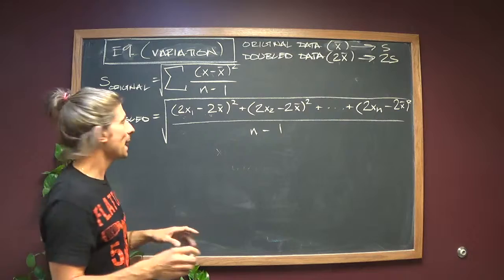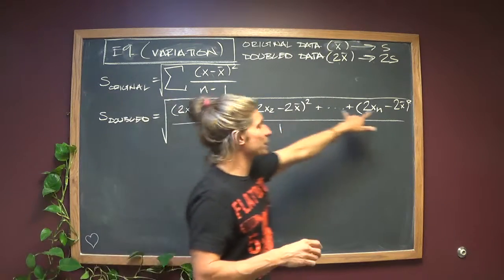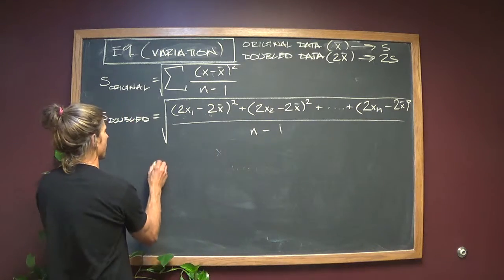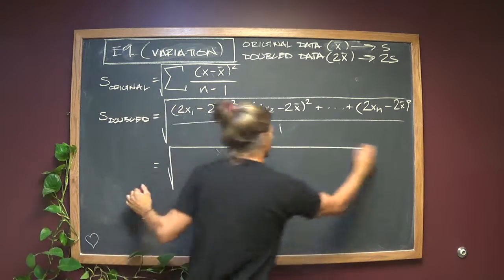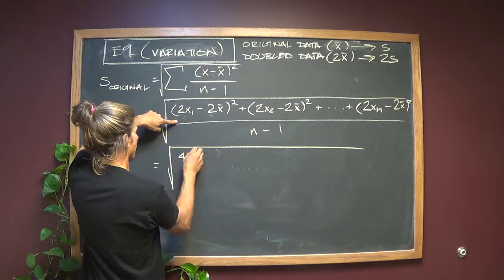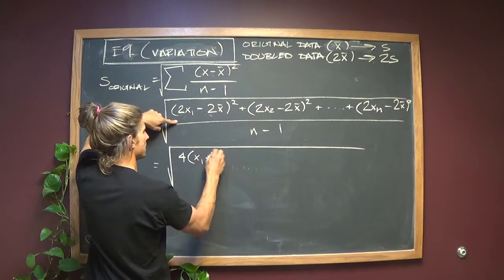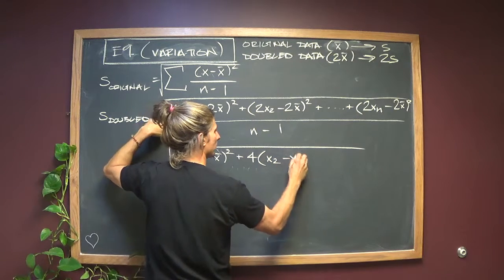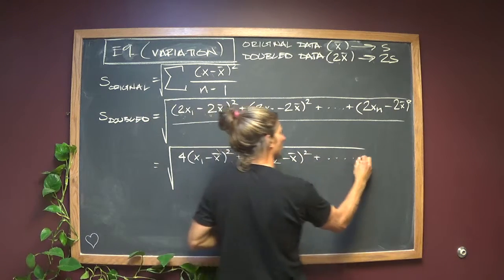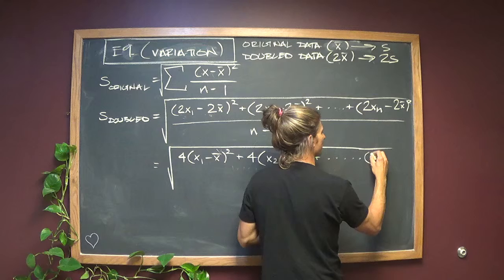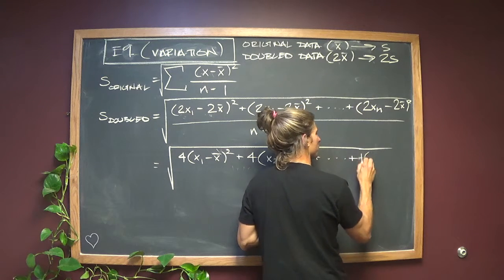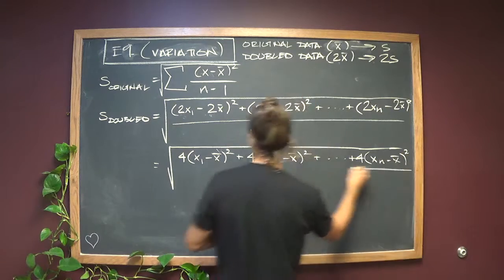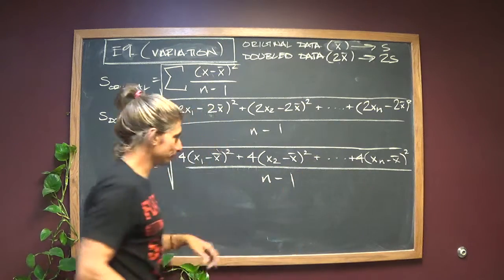Lots of 4s. The same thing happens in every single term, so I'm going to pull those 4s out of each one of those terms. So you're going to be left with 4 times (x1 minus x bar) squared plus 4 times (x2 minus x bar) squared, going all the way down, plus 4 times (xn minus x bar) squared. That's all over n minus 1.